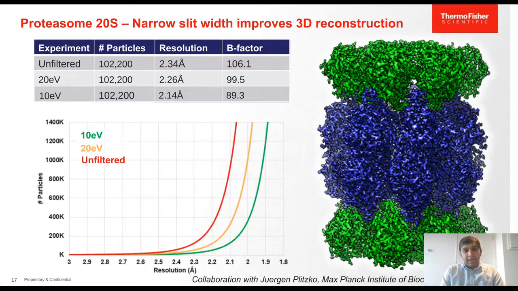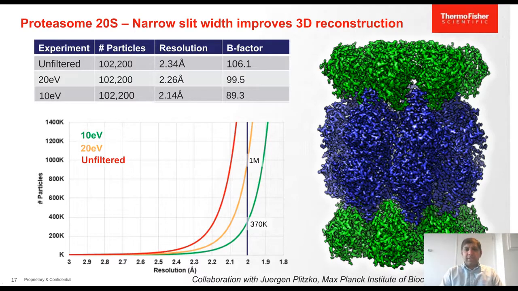If we were to just take a point on this plot, let's say 2 angstroms, and ask how many particles we would need to reach 2 angstroms, then it becomes clear that with the 10 eV slit, we will need about 370,000 particles of this type. If we were to use a 20 eV slit, then we will need 1 million particles to reach the same resolution. And if we don't use the slit at all, if we use bottom-mounted Falcon 4 without any filtering, then it would almost become impossible for this data to reach 2.1 angstrom or 2 angstroms. So indeed, Selectris or energy filtering is helping you tremendously, even at 200 kV as well.